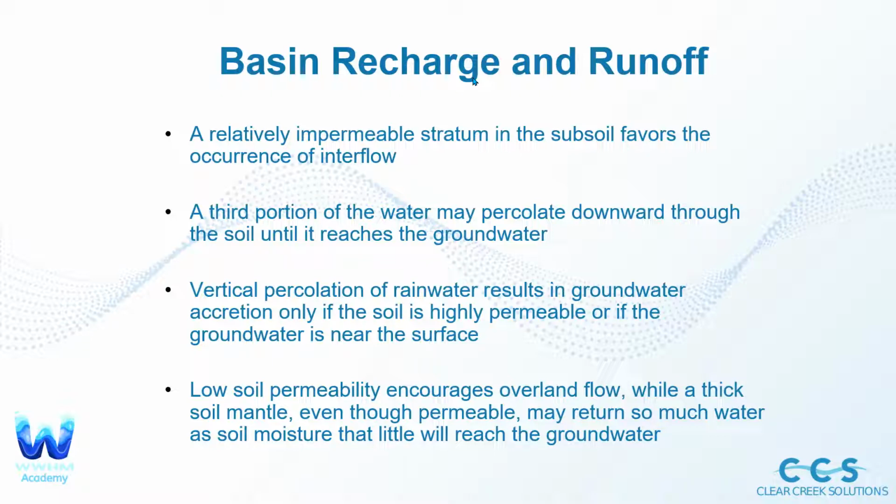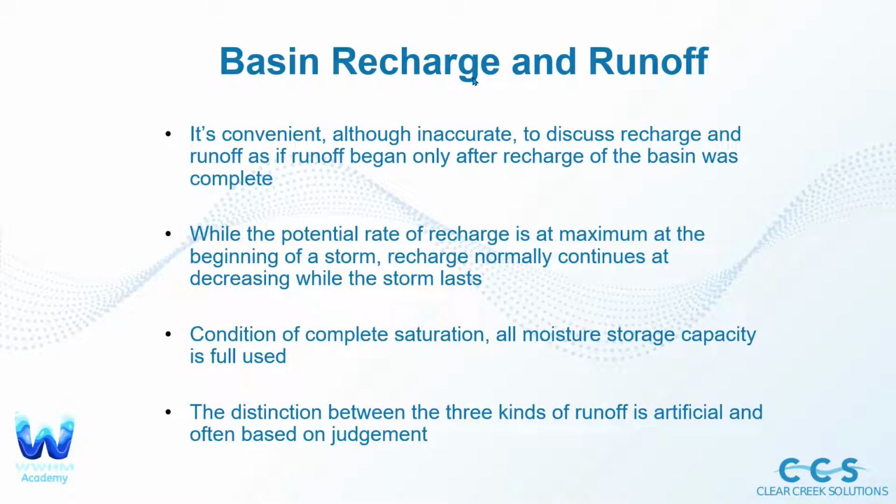And this is what I was talking about. A and B soils infiltrate easily, and so there's going to be some overland flow, but then a lot of it's going to become groundwater. But if you have something like glacial till, a lot of it's going to be interflow runoff, and not a lot of that's going to reach the groundwater. So it's convenient, although inaccurate, to discuss recharge and runoff as if runoff began only after recharge of the basin was complete. These things often happen simultaneously, and this is what continuous simulation hydrology, which we've gone over, is about in terms of modeling this entire hydrologic cycle.